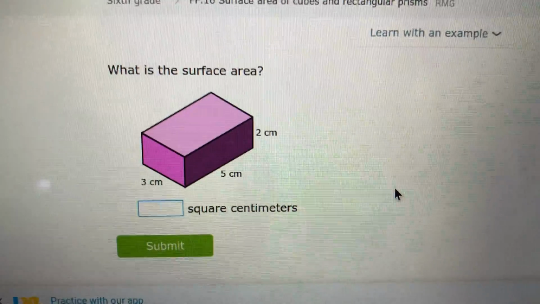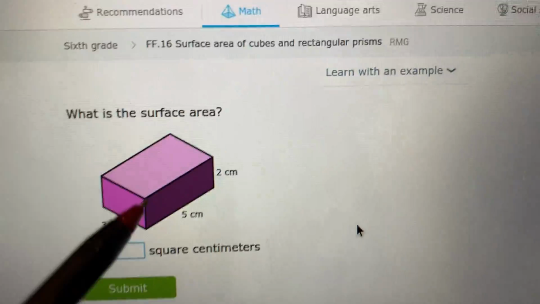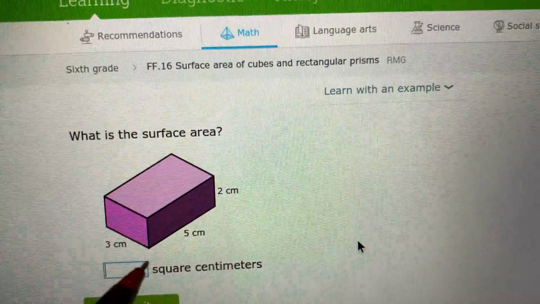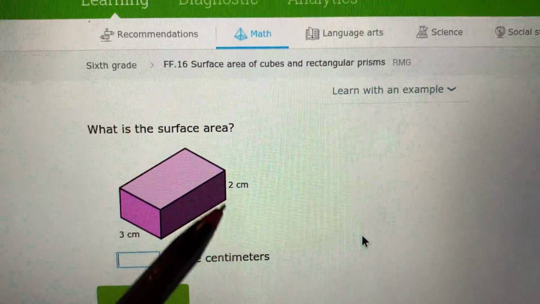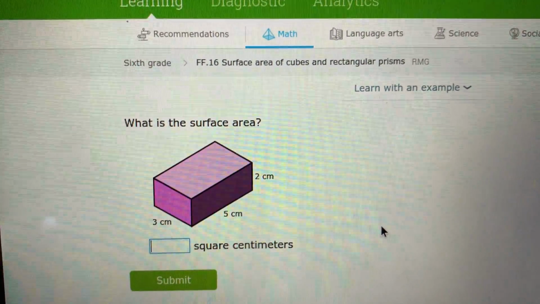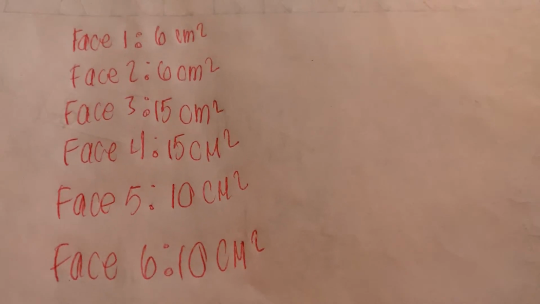And now what I have left is this piece right here. This is a rectangle. Area is length times width. So length is 5, width is 2. 5 times 2 is 10. Come over here, 10 centimeters squared, 10 centimeters squared. Okay, so now I have the area of all the faces.